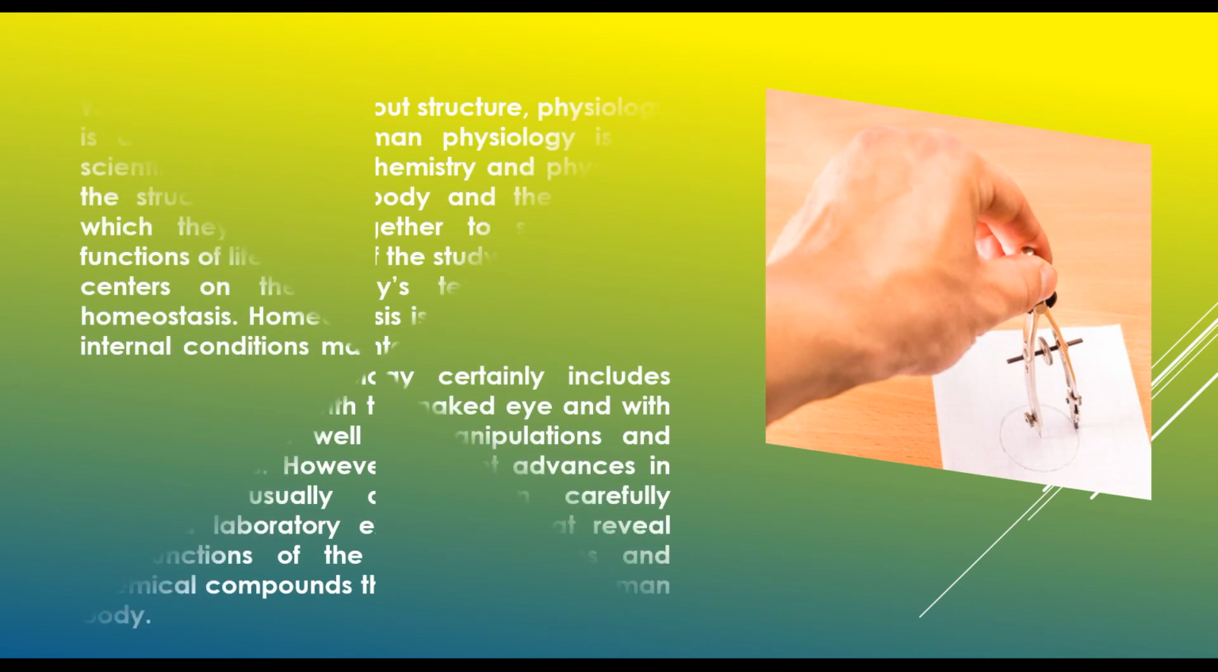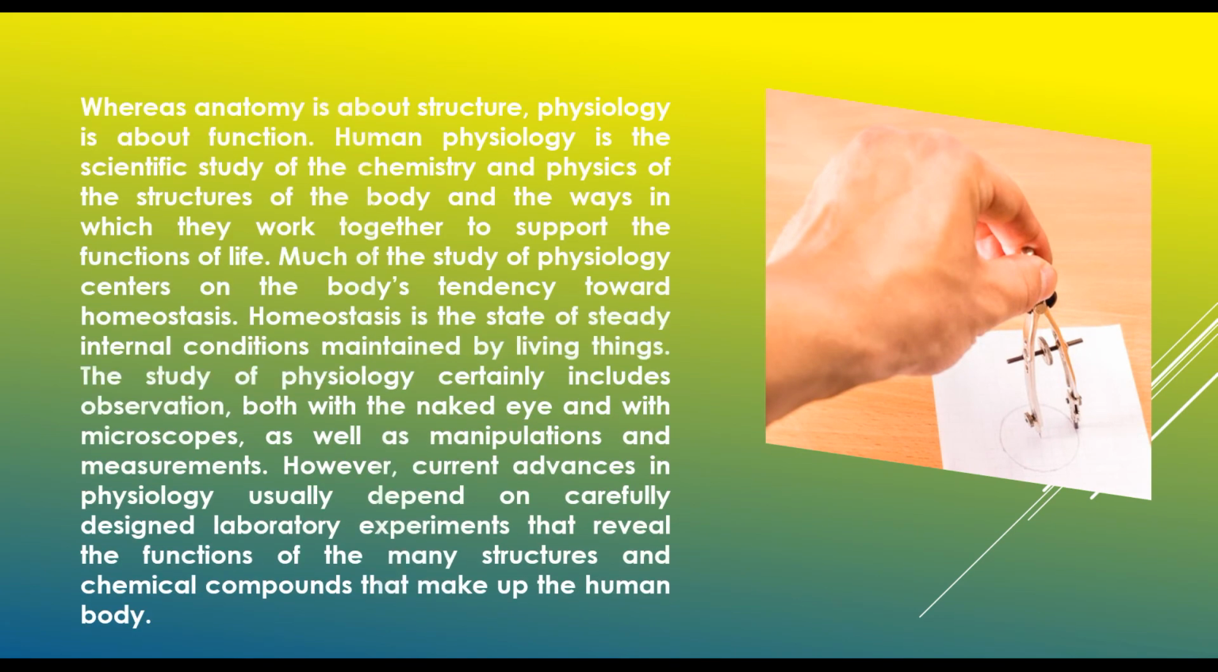Whereas anatomy is about structure, physiology is about function. Human physiology is the scientific study of the chemistry and physics of the structures of the body and the ways in which they work together to support the functions of life. Much of the study of physiology centers on the body's tendency toward homeostasis. Homeostasis is the state of steady internal conditions maintained by living things.